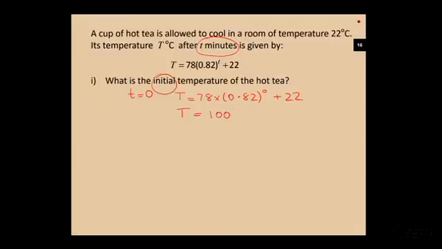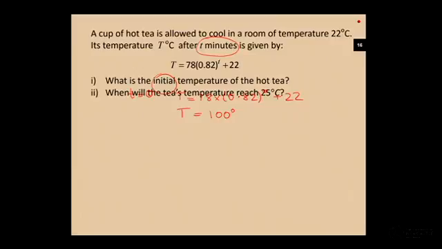Anyone else get 100? 100 degrees Celsius. And you can put the degrees, you can put the Celsius, but you don't have to because that's what we live in. But I would want the degrees sign in there. Okay? So the initial temperature of this hot tea was 100 degrees. How did I find that out? Because I put little t is equal to 0. At the start of this, call it an experiment, all right? Its temperature was 100 degrees.